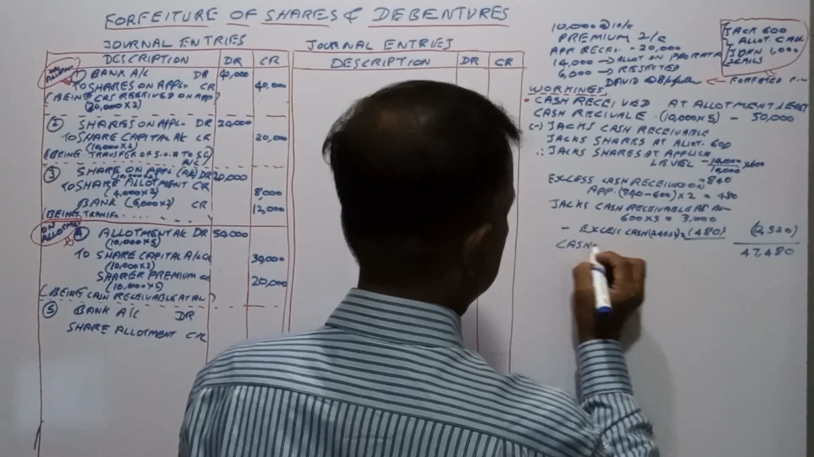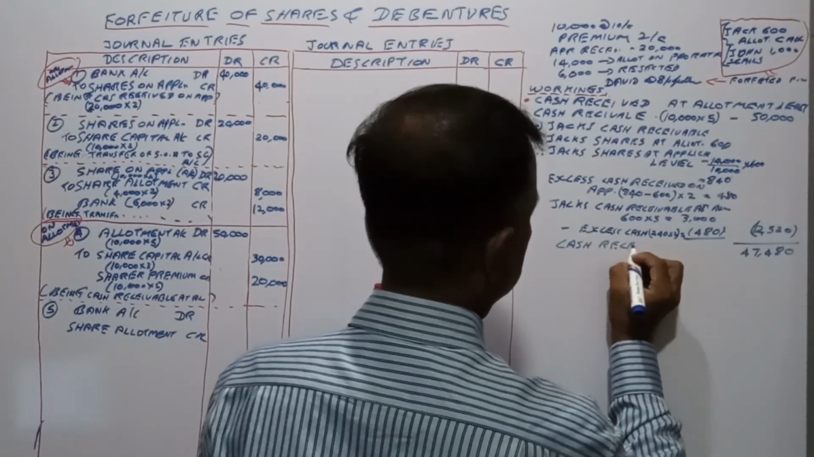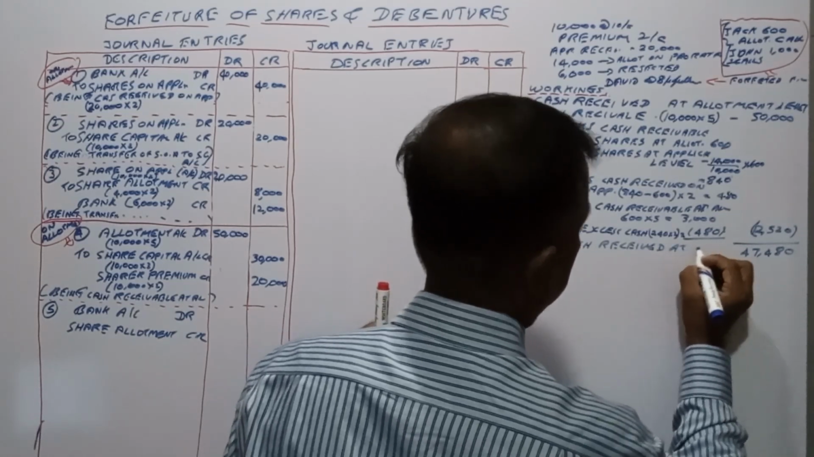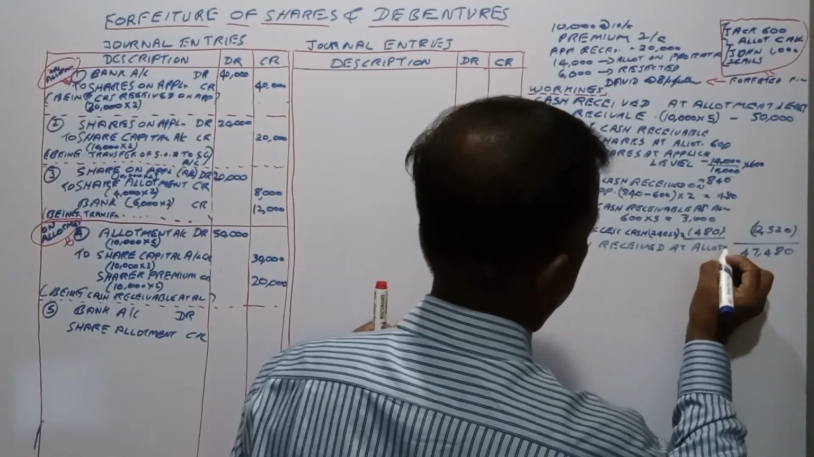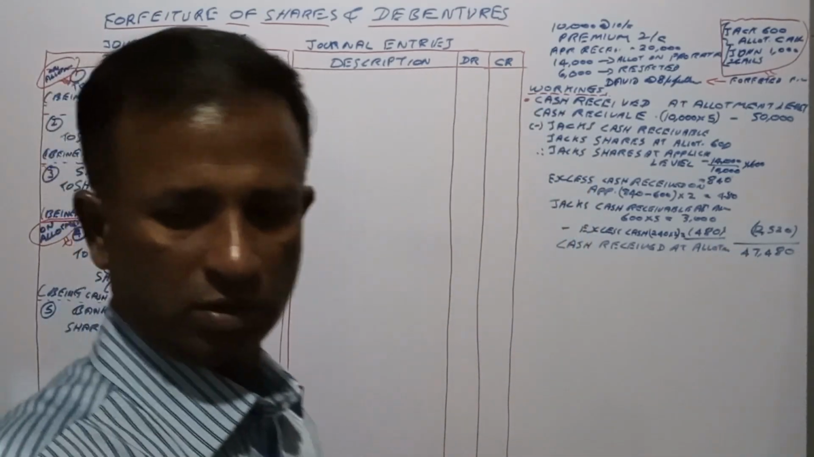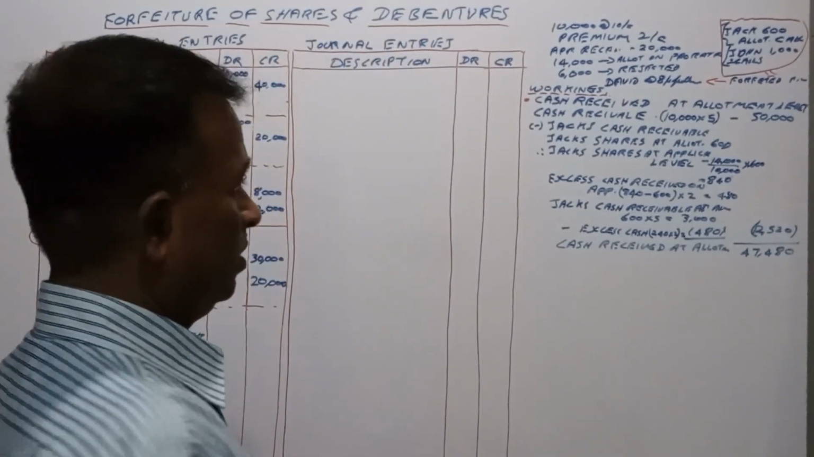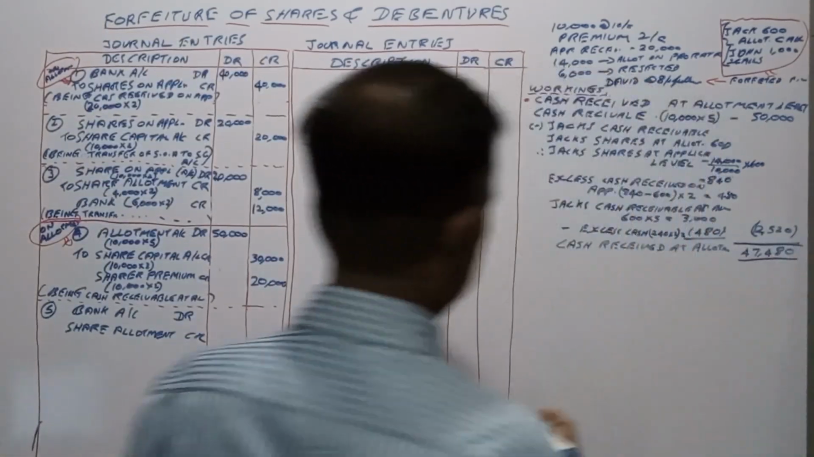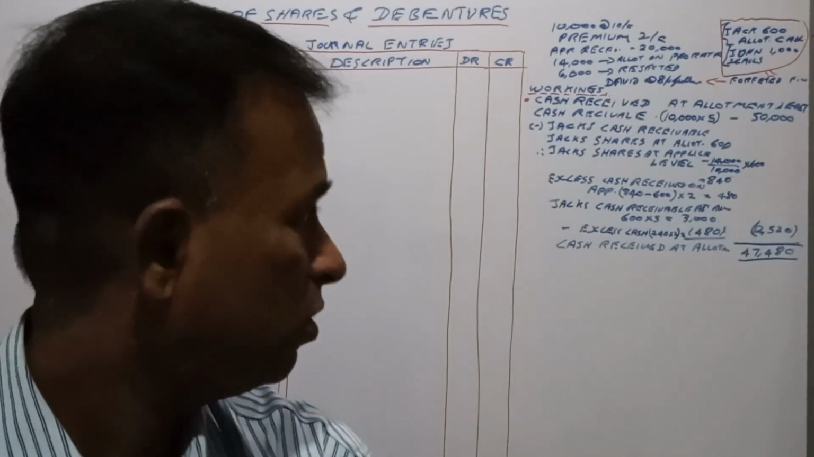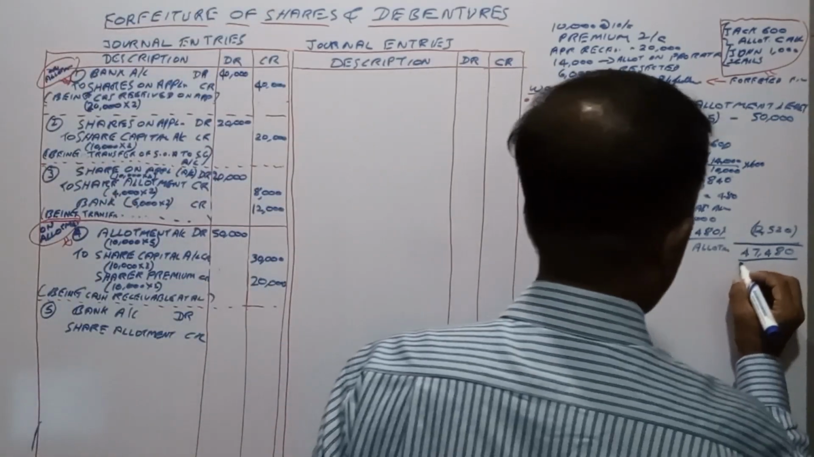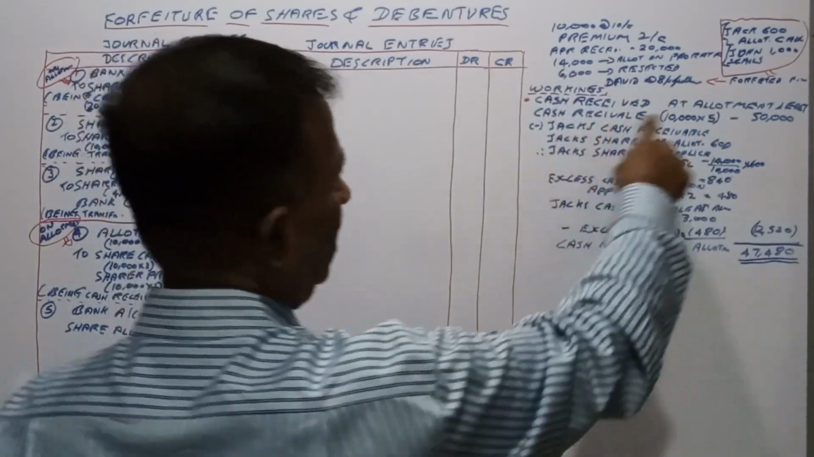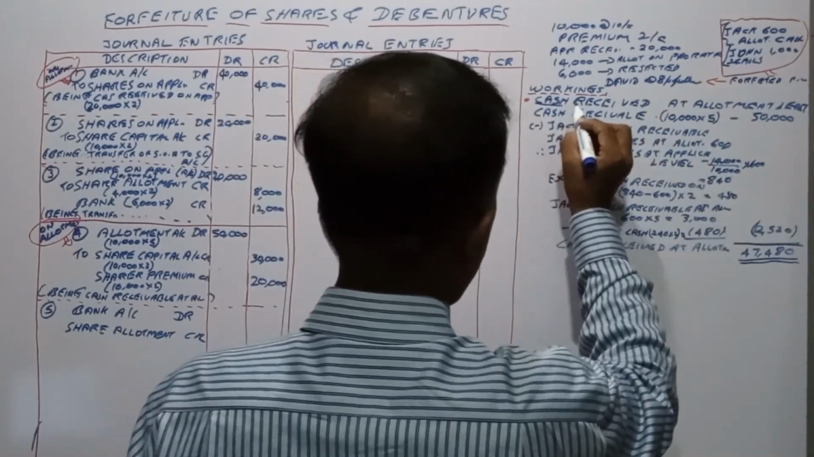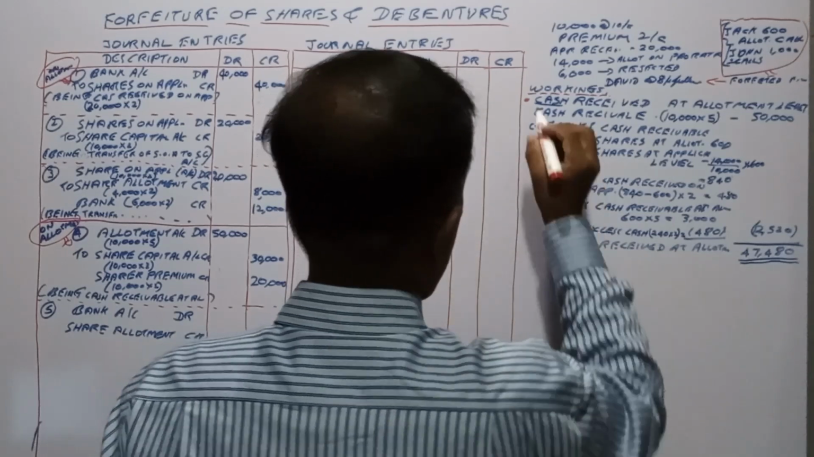Cash received at allotment, right? This is allotment, cash received at allotment level. Have you understood? Cash received at allotment level, that is what we have to calculate.